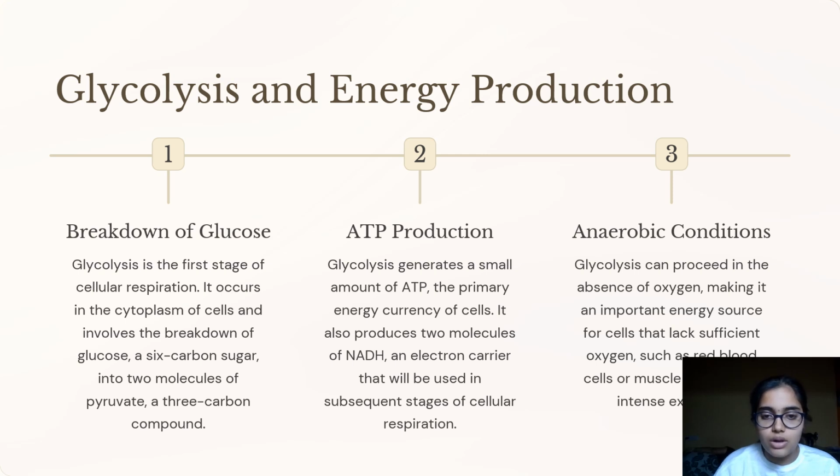Next is ATP production. Glycolysis generates a small amount of ATP, the primary energy currency of cells. It also produces two molecules of NADH, an electron carrier that will be used in subsequent stages of cellular respiration. Next is anaerobic conditions. Glycolysis can proceed in the absence of oxygen, making it an important energy source for cells that lack sufficient oxygen, such as red blood cells or muscles or intestines.